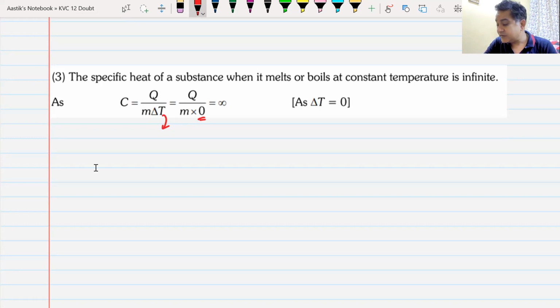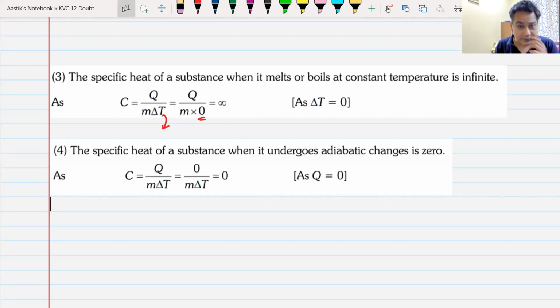In the other case, since you all know an adiabatic process, what is an adiabatic process? Everyone knows this, right? dQ is equal to 0. There is no heat exchange taking place between the system and the surrounding. In that case, we can call the molar specific heat as zero, because there is no heat given or exchanged between the body and its surroundings.